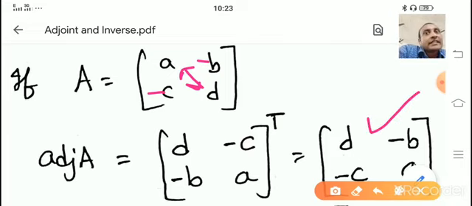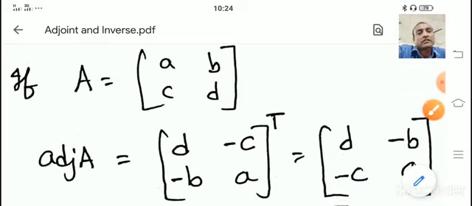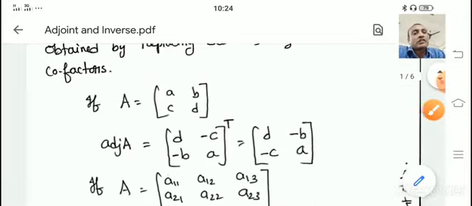The point is, interchange the diagonal elements, sign change the non-diagonal elements of a 2 by 2 matrix to get the adjoint. Hope you understand how to find the adjoint in a short way also. You can write the short way in any question, no problem, right. So that is about the adjoint of a 2 by 2 matrix.